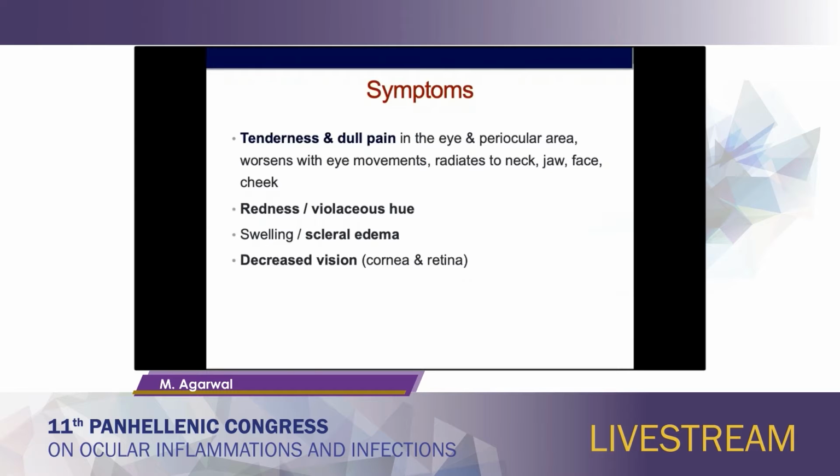What are the symptoms? Patient usually presents with tender, dull pain in the eye involving the periocular area. It worsens with eye movements, radiates to neck, jaw, face, and cheek. Patient presents with red eye or a violaceous hue. There is scleral edema. Patients can also have decreased vision, and it can involve the cornea or retina.